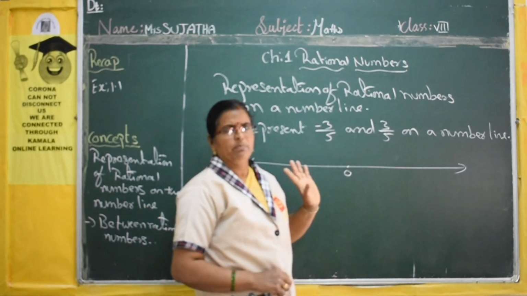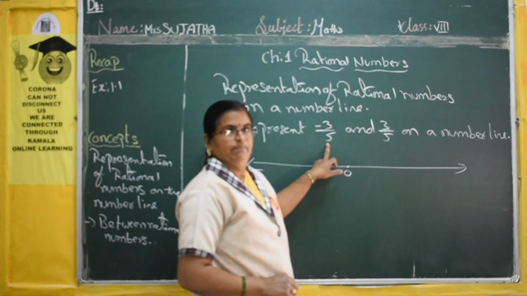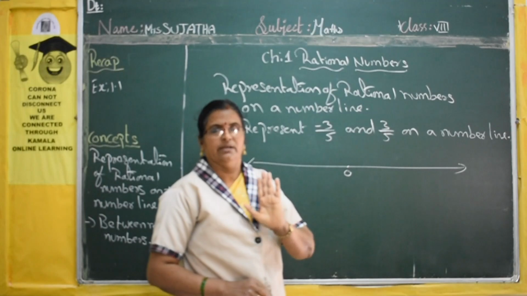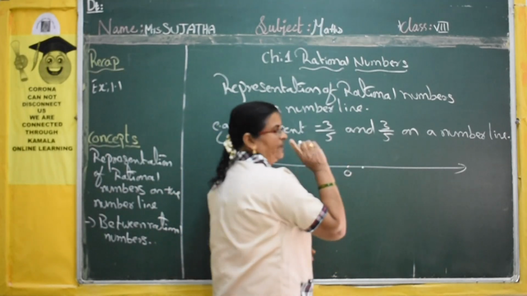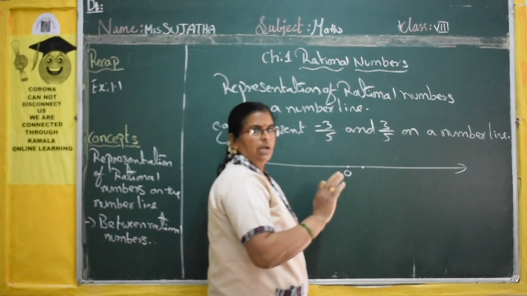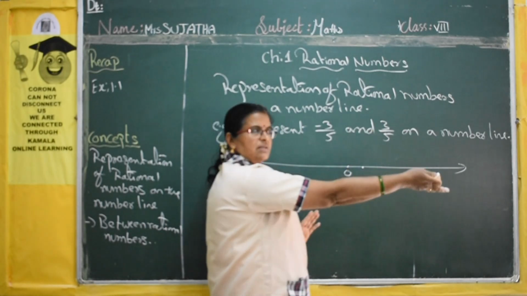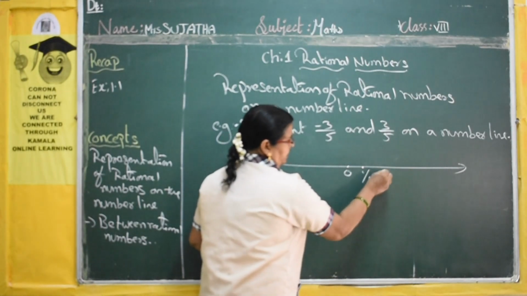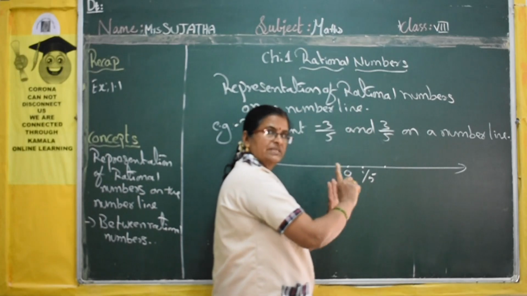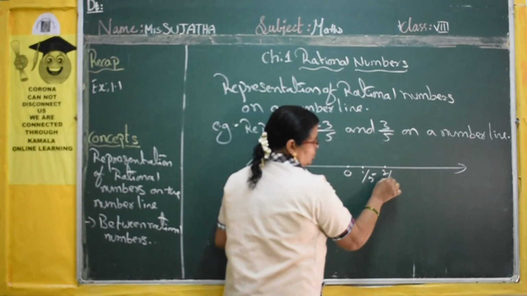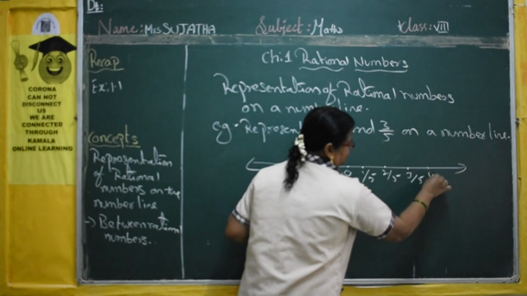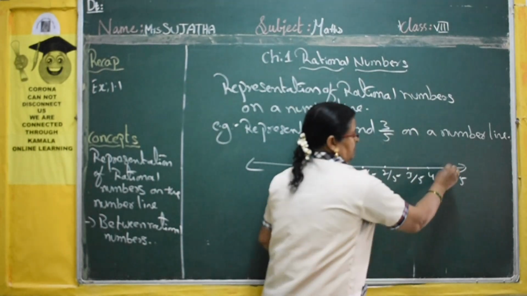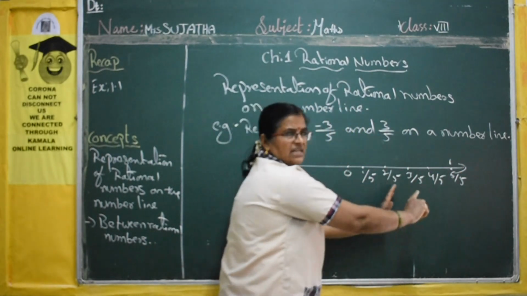3 by 5 is a proper fraction. Now the denominator is 5, so we have to take the denominator 5 in all the fractions. Start with 1; the numerator you have to change. The right side of 0 is all positive, you know. Similarly, positive rational numbers are towards the right side of 0. Now 1 by 5, because the denominator will be the same only, the numerator you should change: 2 by 5, 3 by 5, 4 by 5, and here 5 by 5. 5 by 5 is nothing but 1. So between 0 and 1 we have the rational numbers.